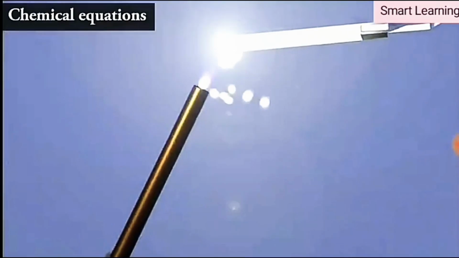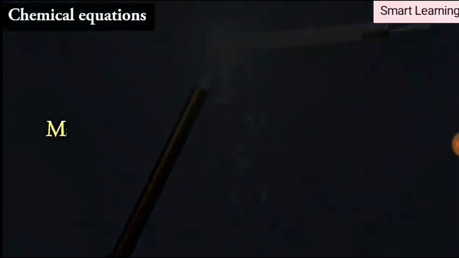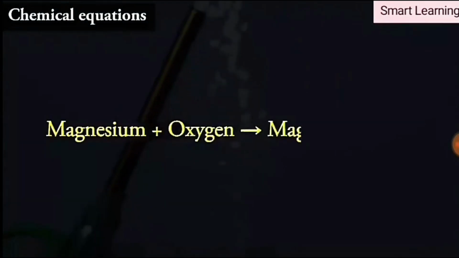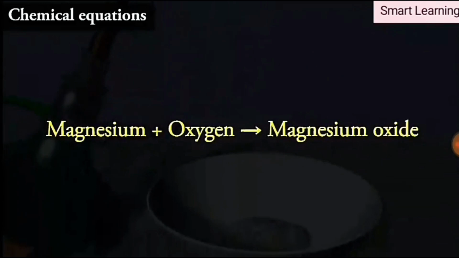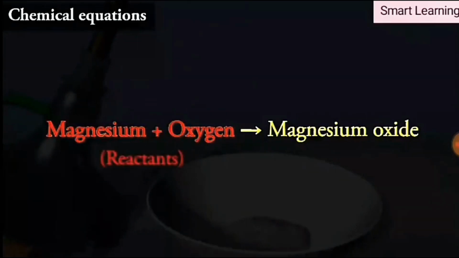The word equation for the above reaction would be magnesium plus oxygen gives magnesium oxide. The substances that undergo chemical change in the reaction, that is, magnesium and oxygen, are the reactants. The new substance, magnesium oxide, formed during the reaction is the product.